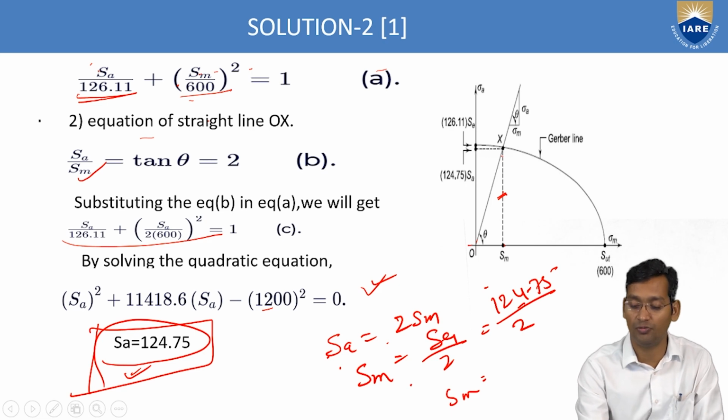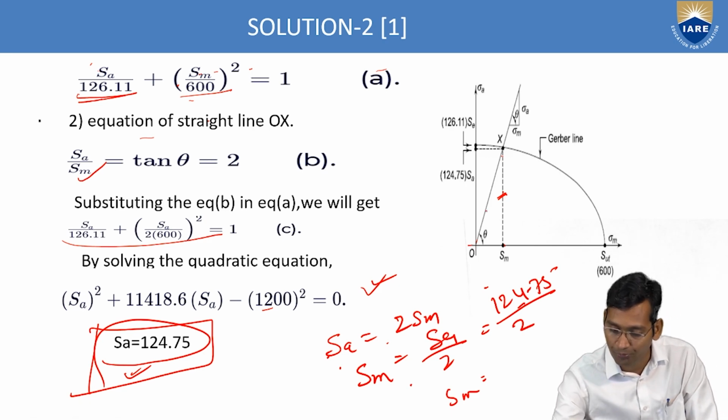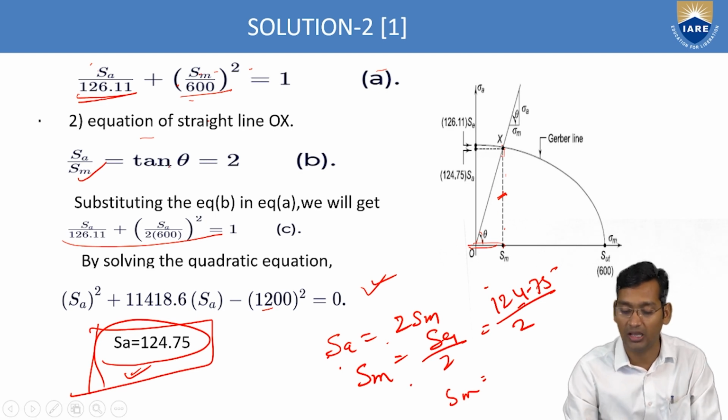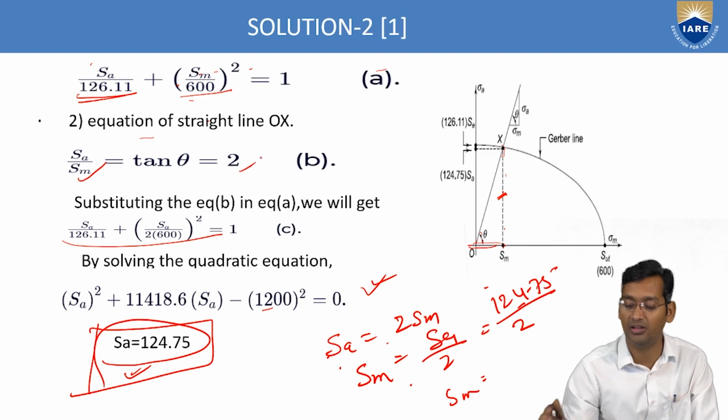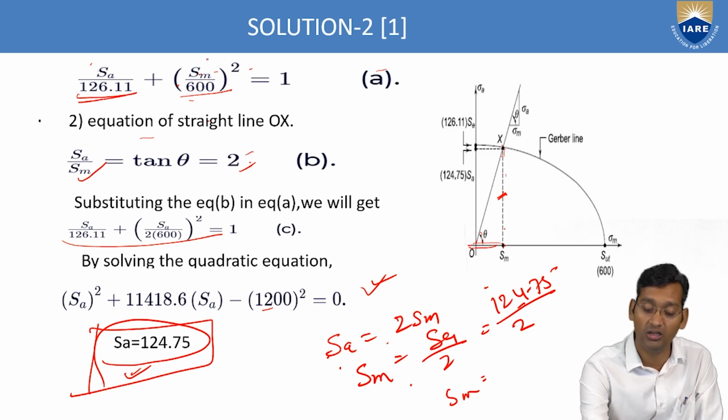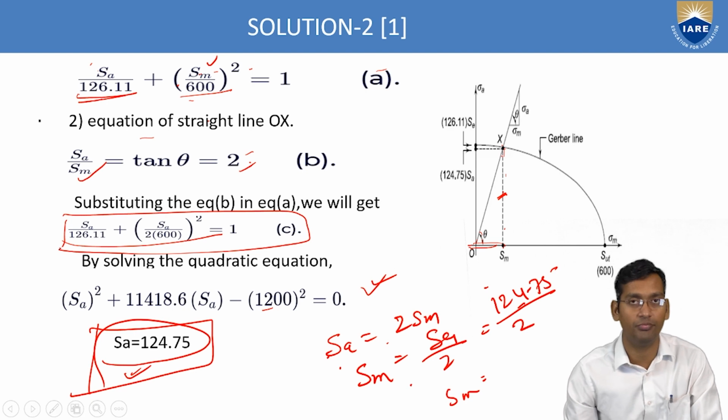Now, another equation from this triangle. In triangle OXSM, tan theta is equal to SA by SM, opposite by adjacent. So SA by SM is equal to tan theta. After this, we got tan theta as 2. So from here we can say SA equals 2SM, or just replace SM as SA by 2. In this case I replaced SM; you can replace SA also, with SM by 2. After substituting here, this is the value.